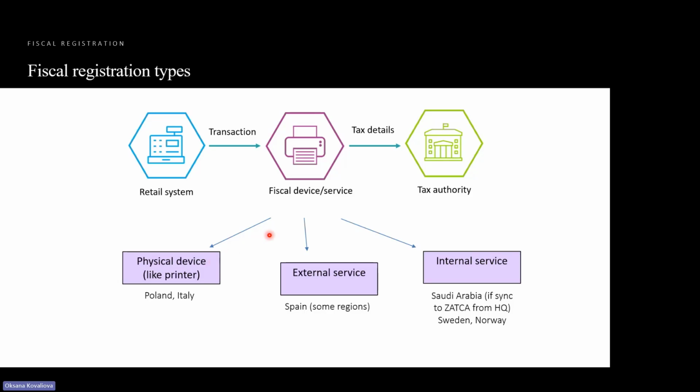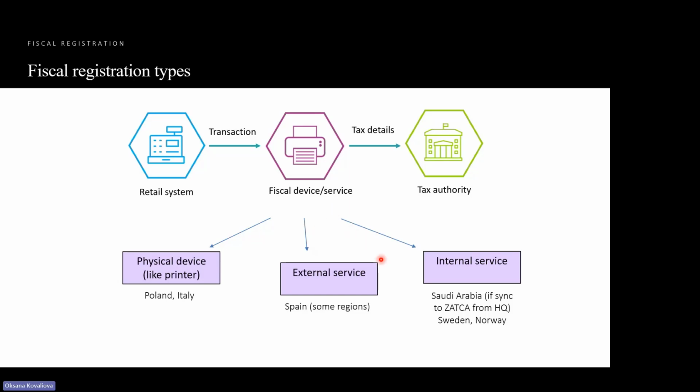The next option is that you can have an external service. So instead of having a physical device in the store, your point of sale will have to register transactions in the external service. This kind of integration, for example, is needed for Spain. In some regions of Spain, you will have to call the cloud service to integrate and to send fiscal transactions.